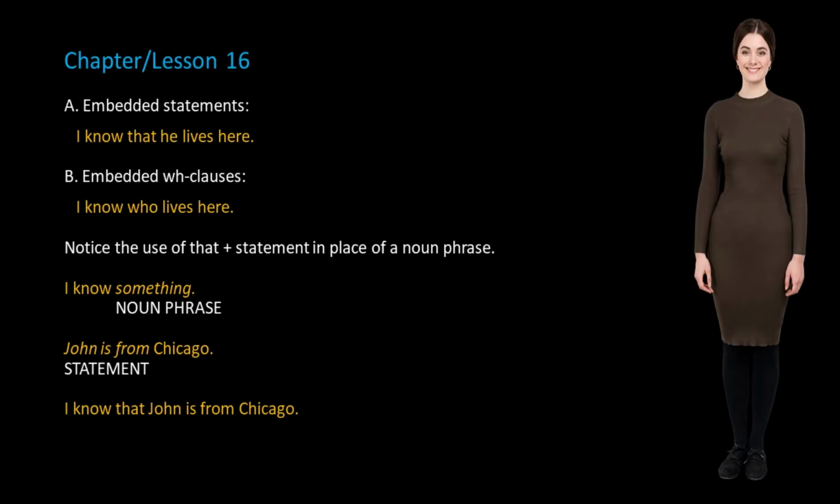I know something. Something is a noun phrase. John is from Chicago. John is from Chicago represents a statement. If we join both sentences with that, it becomes, I know that John is from Chicago.